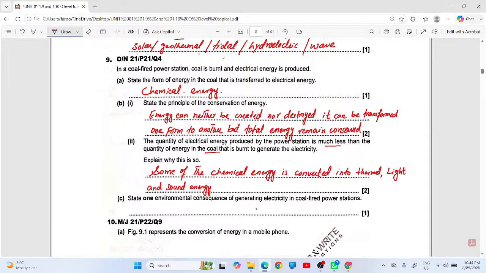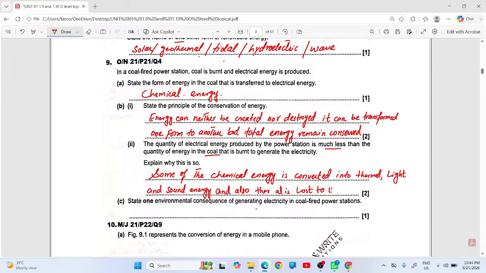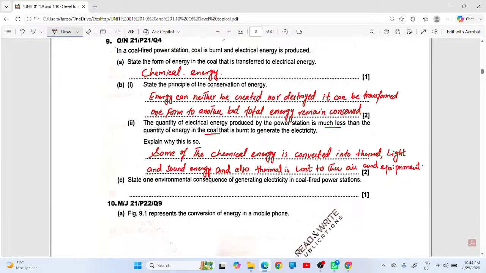और क्या लिख सकते हैं? 2 marks का है ना? And also thermal energy is lost to the air and equipment. कुछ जो equipment होता है वो they absorb the thermal energy.